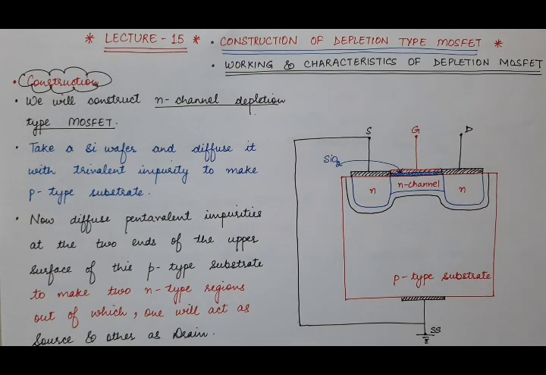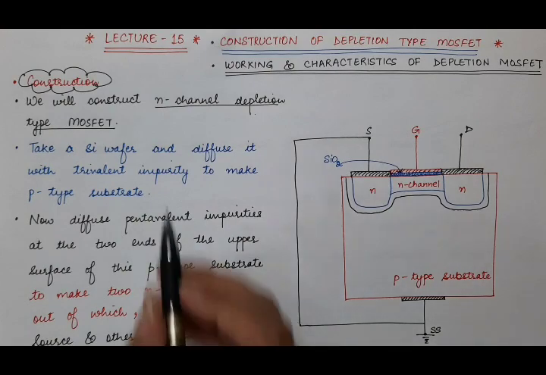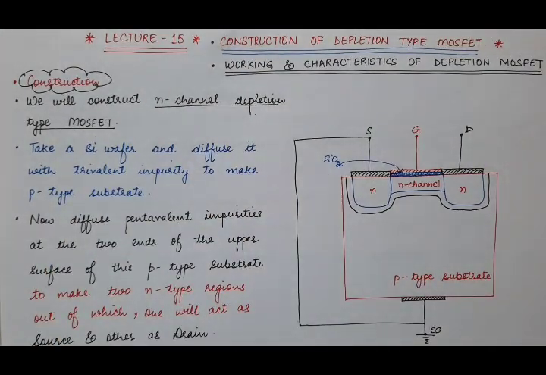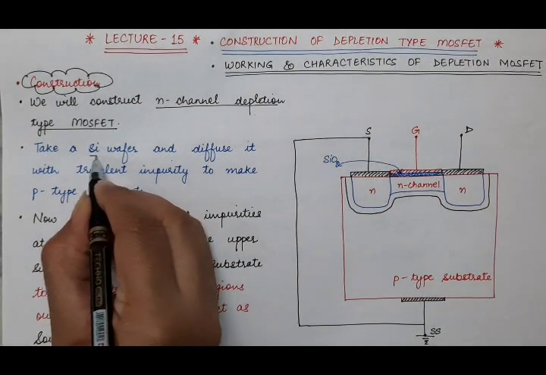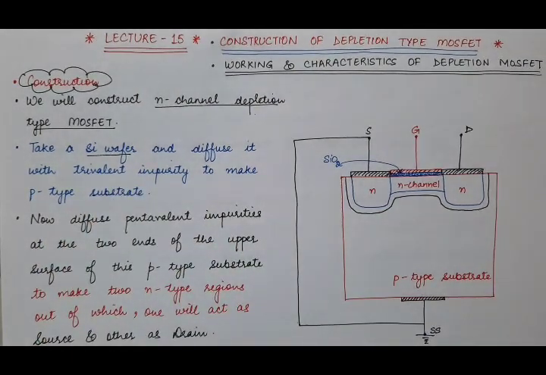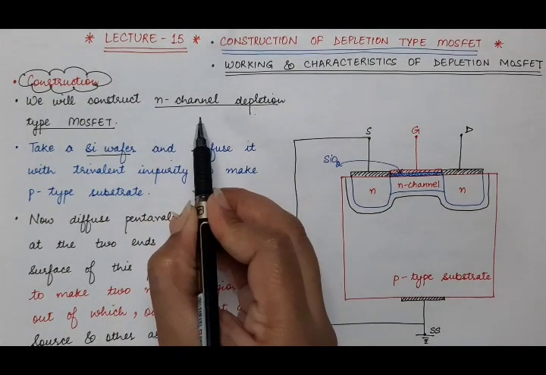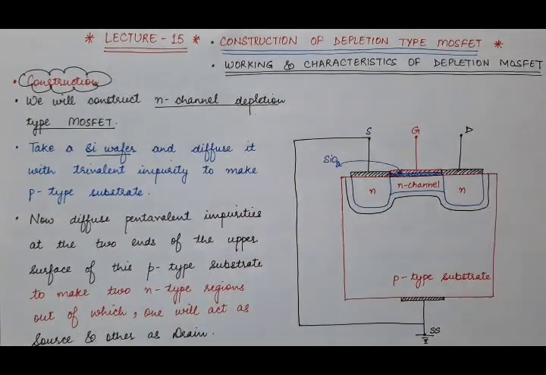In the same way as in the case of enhancement type MOSFET, here again we are constructing N-channel depletion type MOSFET. So to construct N-channel depletion type MOSFET, first of all take a silicon wafer, a piece of silicon which is neither P-type nor N-type. And to construct N-channel MOSFET, we need P-type substrate.